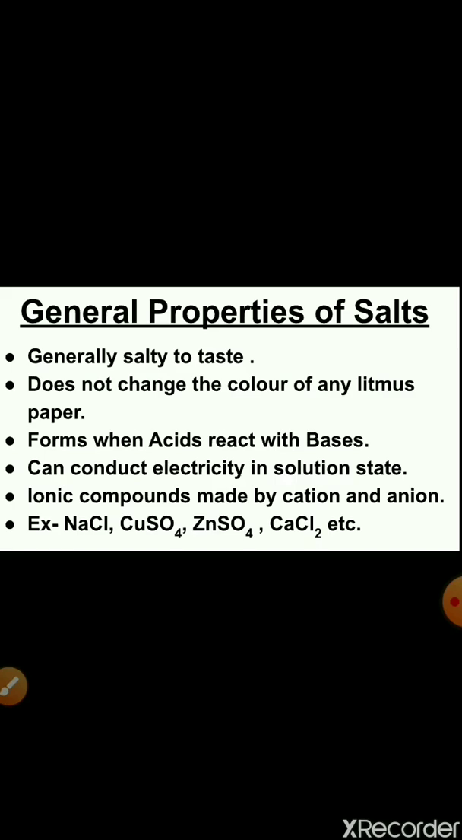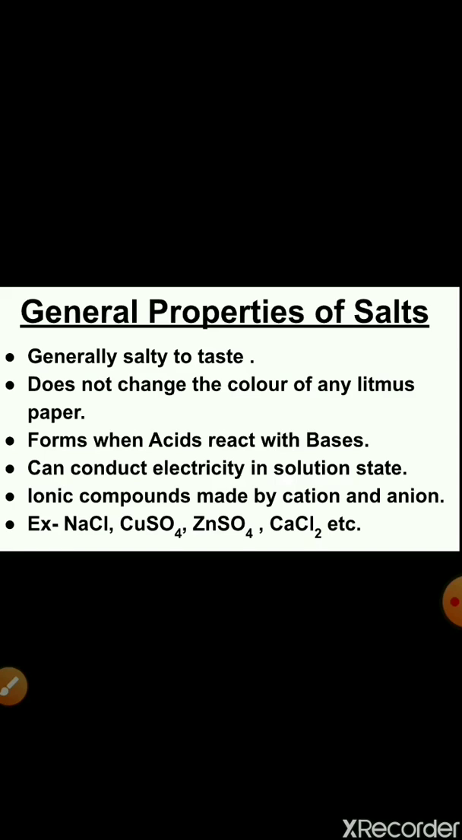They do not change the color of any litmus paper. It means if we are using red litmus paper, in contact with salt, the red litmus paper will remain red, and if we are using blue litmus paper, it will also not change the color. Salts are formed when acids react with bases. Salts can also conduct electricity in solution state.